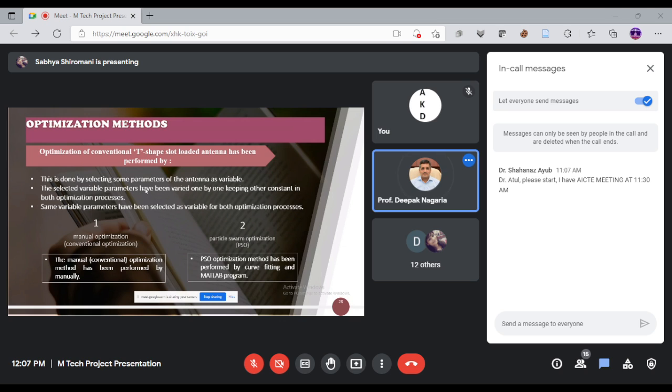Okay. Acha, what do you mean by this slot loaded, Sabya? What do you mean by this T-shape slot loaded antenna? What do you mean by this slot loaded?